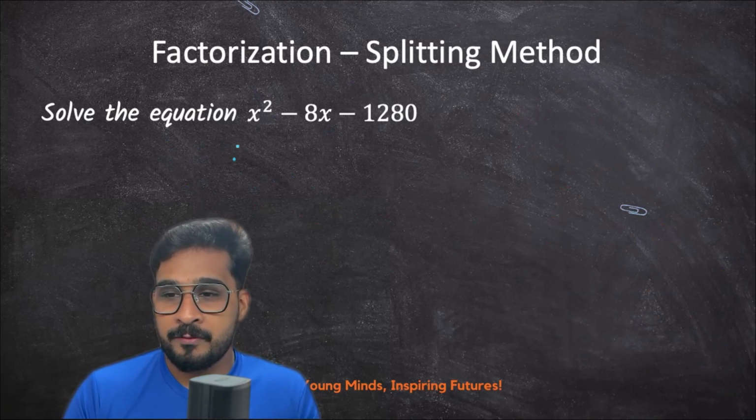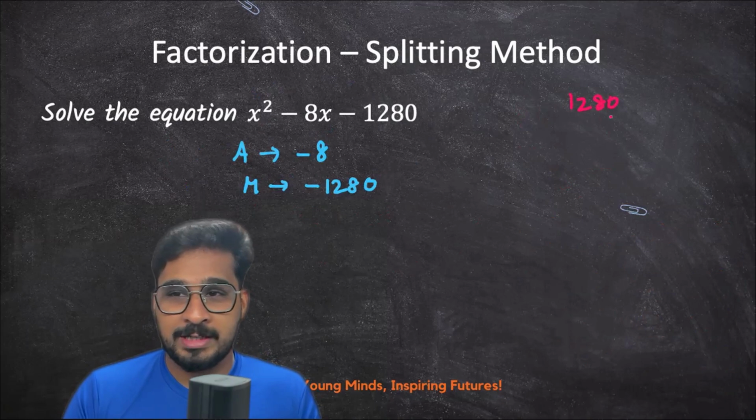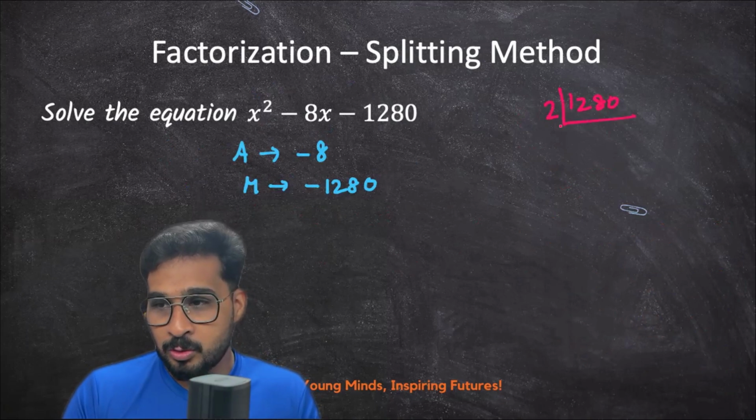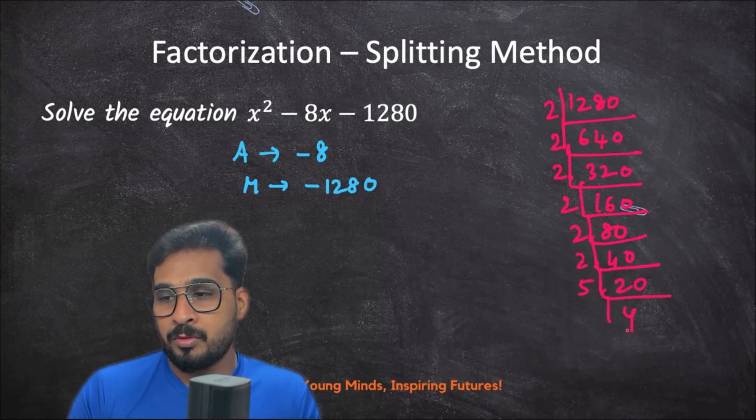Similarly, we will write down, when I add, I need to get minus 8. When I multiply, I need to get minus 1280. So as usual, 1280 we will prime factorize: 2 times 640, 2 times 320, 2 times 160, 2 times 80, 2 times 40, 2 times 20, 5 times 4, 2 and 2.